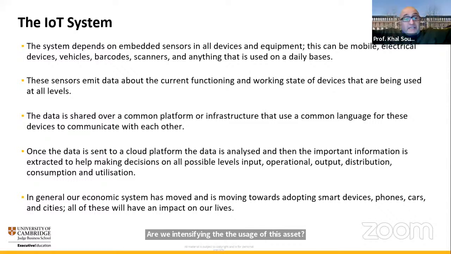So in a general economic system now, we go beyond just what we have in an office or in a kitchen. If we have a general economic system with billions of devices, then there is a lot of data and a lot of devices, and there's a lot of equipment that we can use.